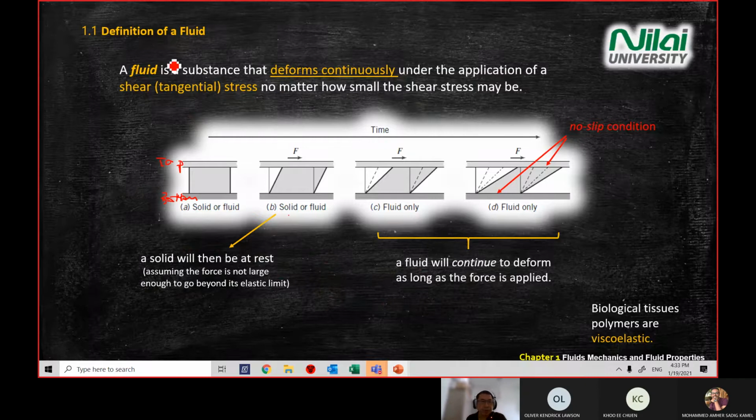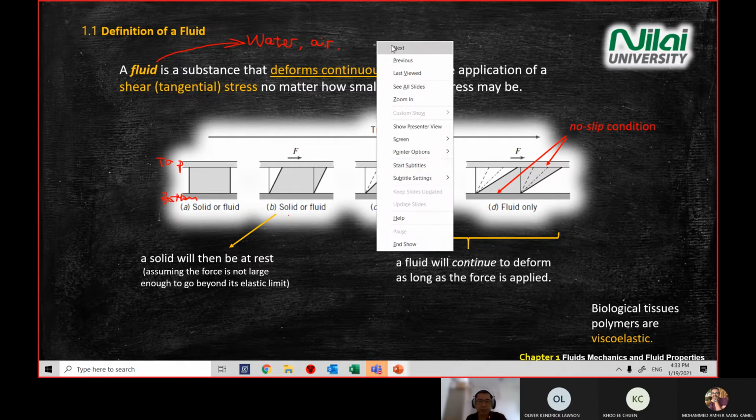Now, fluid here is not restricted to water. It can be anything that is not in solid form. So you should be able to differentiate what is solid and what is fluid. It's not restricted to water only. In this module, it can be air, it can be mercury, it can be other things that you can find in your Appendix A and E.